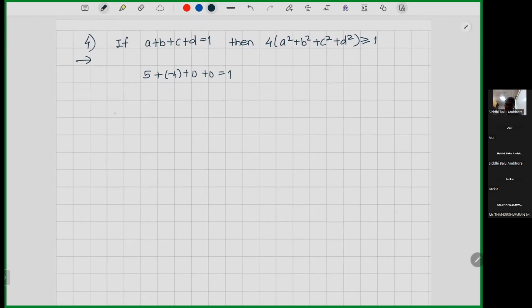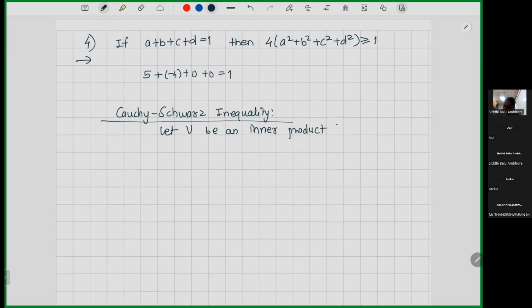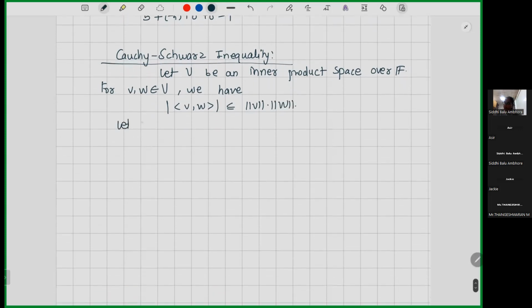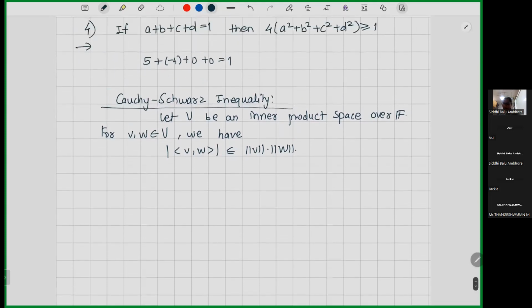We have this in the lecture, something called the Cauchy-Schwarz inequality, which states that if V is an inner product space over F, for V, W in V, we have the norm of the inner product of V comma W less than or equal to norm V into norm W. So this is the inequality which we have.